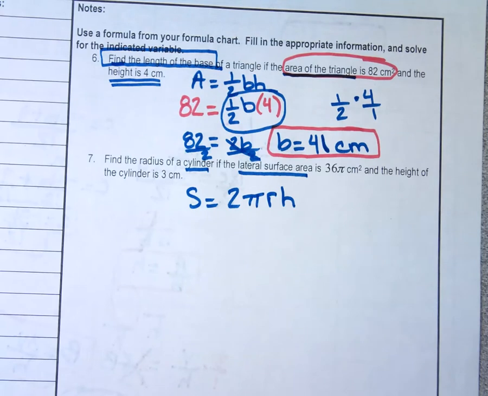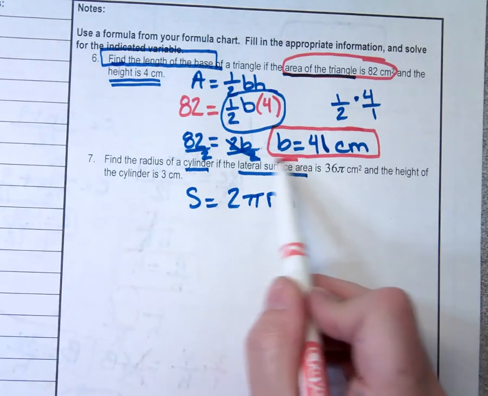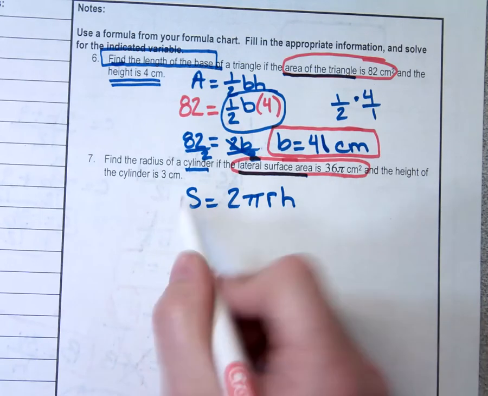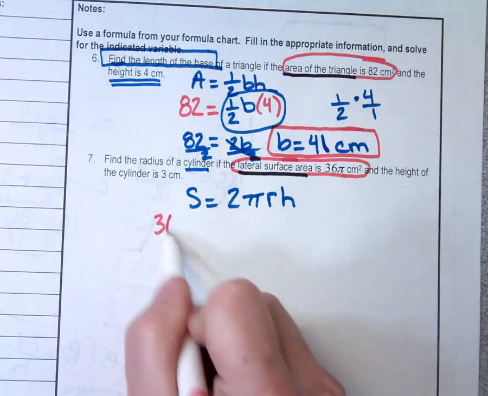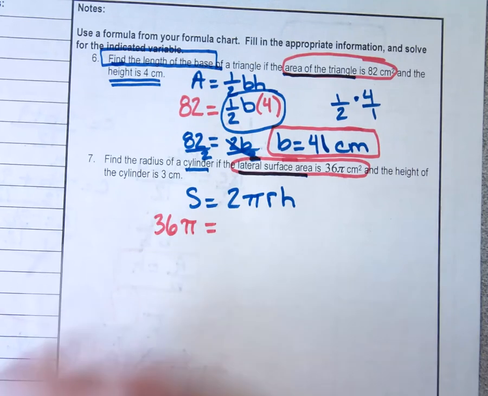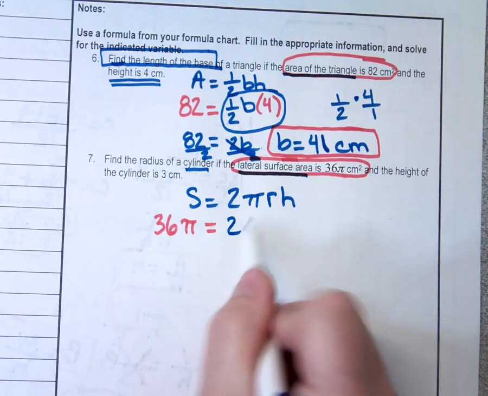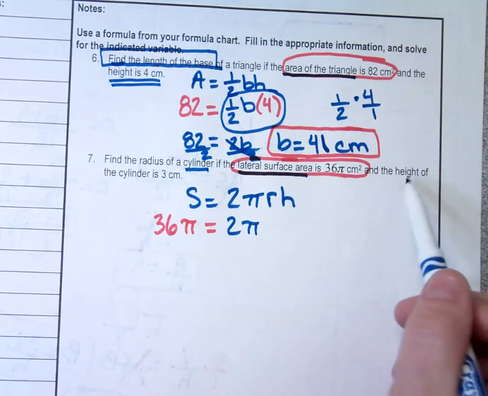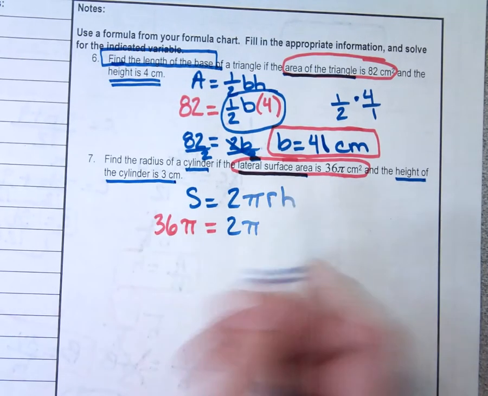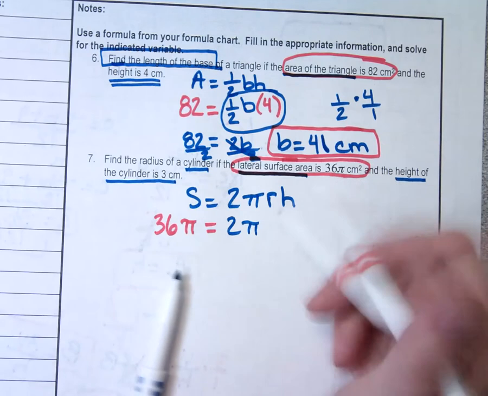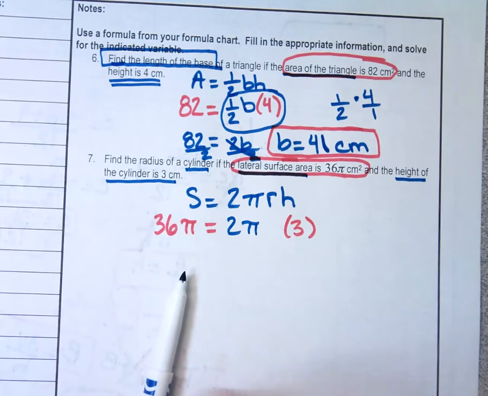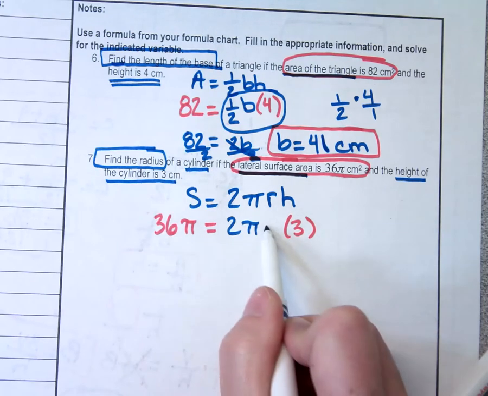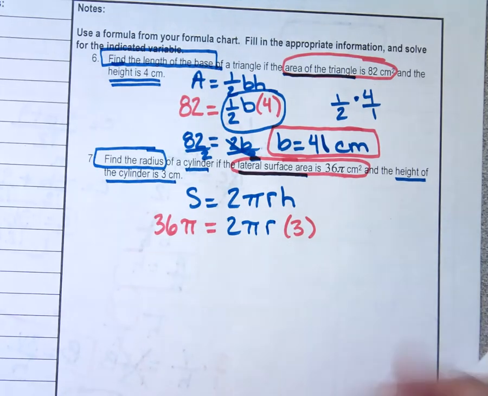Okay, so S equals 2 pi RH. And I'm going to start plugging in things I know. I'm told that the lateral surface area is 36 pi centimeters squared. So where the S is, I'm going to put in 36 pi. The 2 just stays at 2. The pi just stays at pi. Okay, I'm told that the height is 3, so I'm going to put a 3 where the H is. And they're asking me to find the radius. So radius is what I don't know, so it's just going to stay an R.